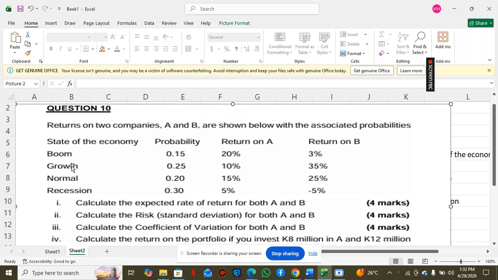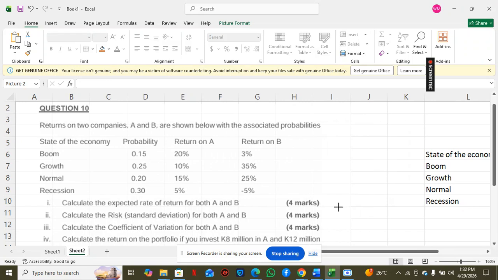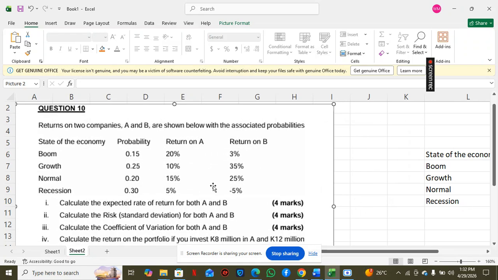The economy is growing. Probability is 0.25, which is 25%. If you invest in company A, your return will be 10%. If you invest in company B, your return will be 35%. Okay, so that's how you read this, right?